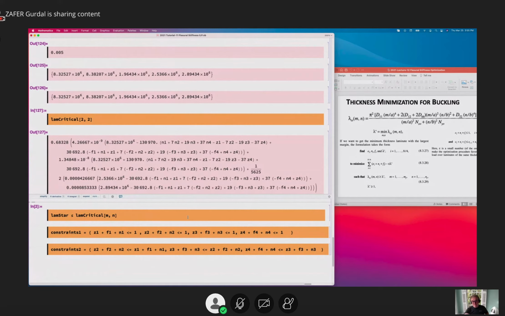The higher the half wavelength, the higher the buckling load. So the critical one is the lowest one of these. That's why we specify lambda star to be the lowest of the values for M and N. So we're going to do lambda star 1 through lambda star, say, 25, changing M from 1 to 5, N from 1 to 5 or 4. I think even 3 should be sufficient, so I'm going to do 3.